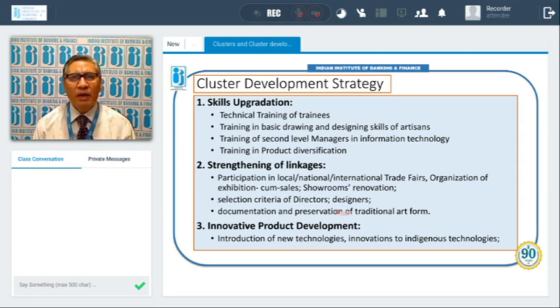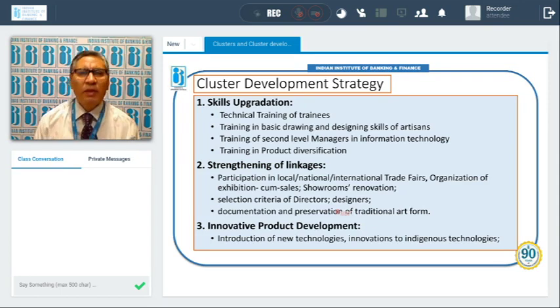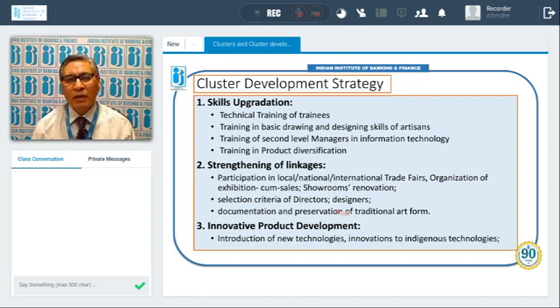So skill upgradation is very important in the MSME, where the technical training of trainees can be given. This training can be given by the training institutions which are available in the cluster. That is the advantage of setting up a unit in a cluster. So this training can pertain to basic drawing and designing skills of the artisans and second level managers. Second level means supervisors, in information technology, and training in product diversification.